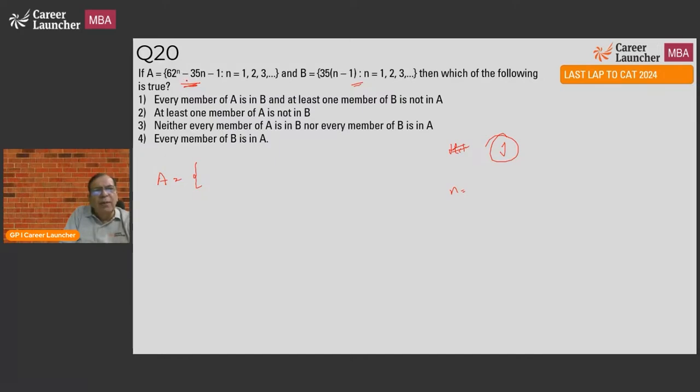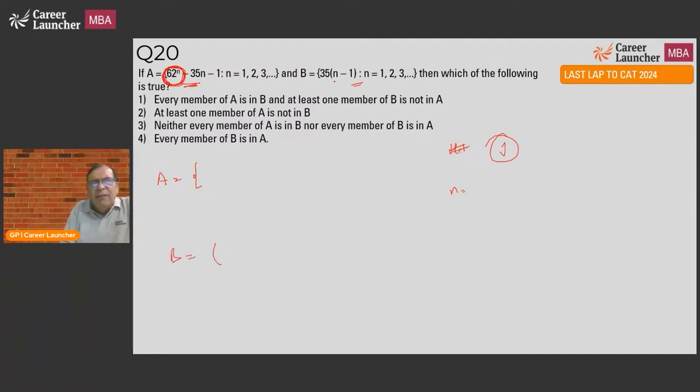62 minus 35 will be 25, 27, 28. I think there's something wrong. If I remember the question correctly, there's something wrong with this number. But let me look at B first. We can always come back to it later.